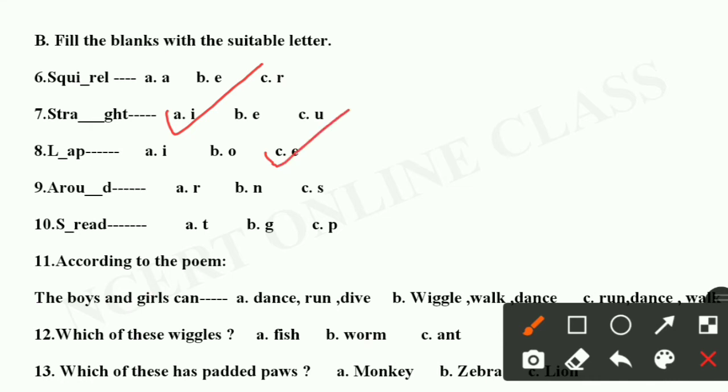Okay. Next question number 9, A-R-O-U dash D. We know that this is around, A-R-O-U-N-D. So you need to take here option B, N. Okay. Then question number 10, S dash R-E-A-D. What is this? It is spread. S-P-R-E-A-D, spread. So option C is the correct answer.